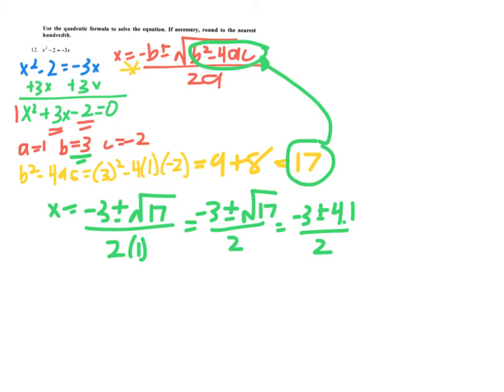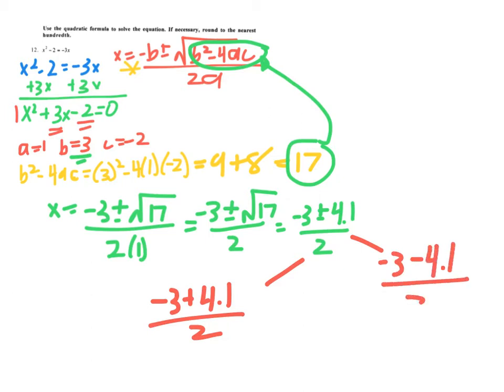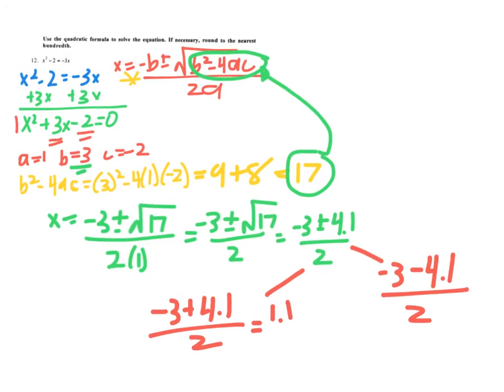And we're going to break this equation into two parts. My first one's going to be negative 3 plus 4.1 divided by 2. My second one is going to be negative 3 minus 4.1 divided by 2. For the first one, we get 1.1 divided by 2. And when I do 1.1 divided by 2, I get 0.6.